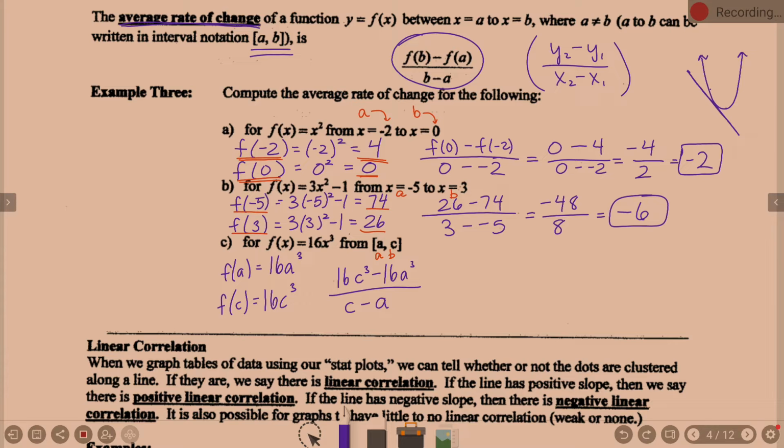Now, if this were in simplified form, we'd be done. We're not quite in simplified form here, though. There's actually quite a bit of simplifying that can be done. You just don't realize it. So what do you notice on top? There's a GCF of 16 before we get to C and A. So if we factor out that GCF of 16 on top, I'm going to have 16 times C cubed minus A cubed over C minus A.